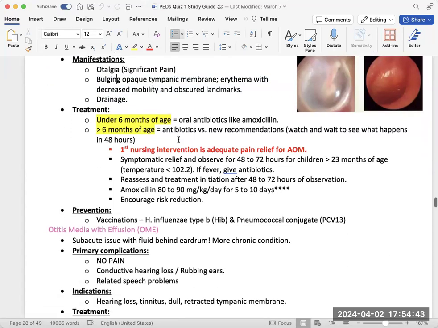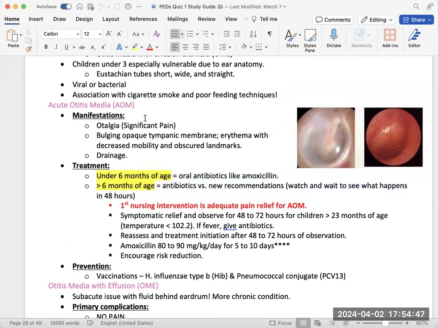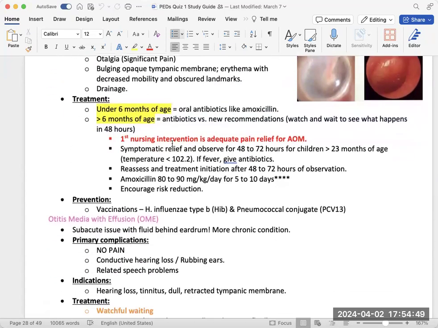For treatment, know this part too. If they have acute otitis media and are under 6 months of age, they're going to get oral antibiotics like amoxicillin. Know that. If they're older than 6 months of age, actually, the first intervention is going to be adequate pain relief.